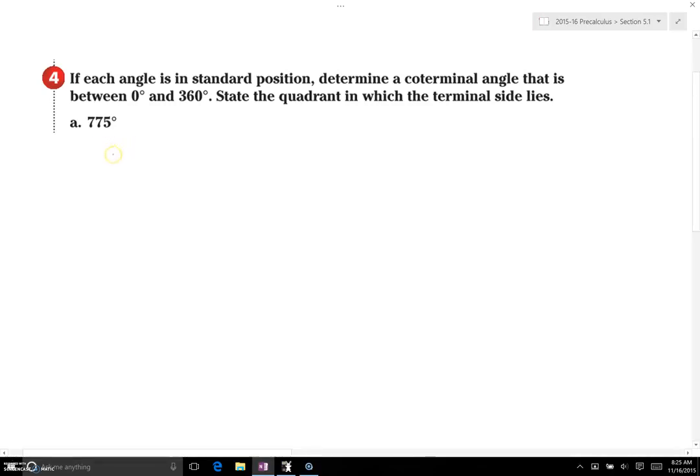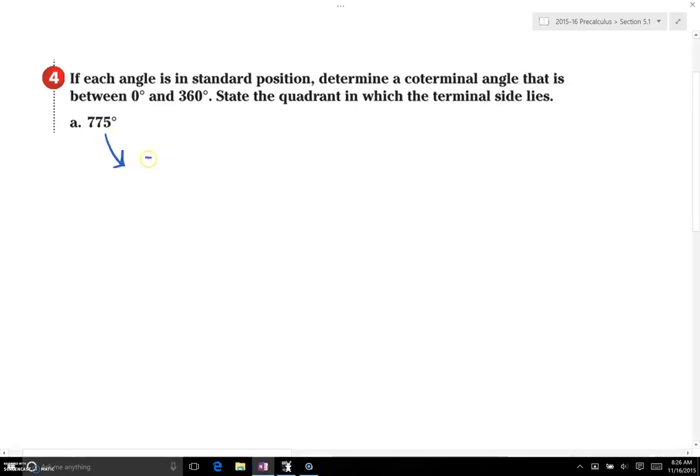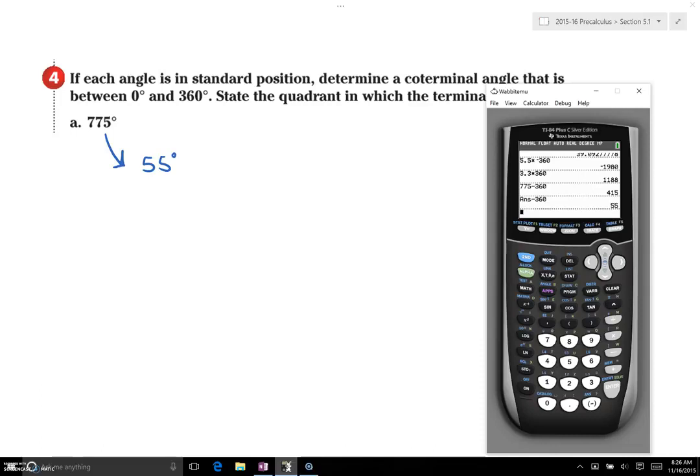So in this case, there's two different methods that we could do. One method would be for us to understand that every time it goes around in a complete circle, it's 360 degrees. So we could take the original value and subtract 360 until we get a number that is between 0 and 360. So we subtracted it once and we got 415. So we subtract again and we'll get 55 degrees. So it looks like a coterminal angle here is going to be 55 degrees. And all we did was subtract out each of those complete revolutions.